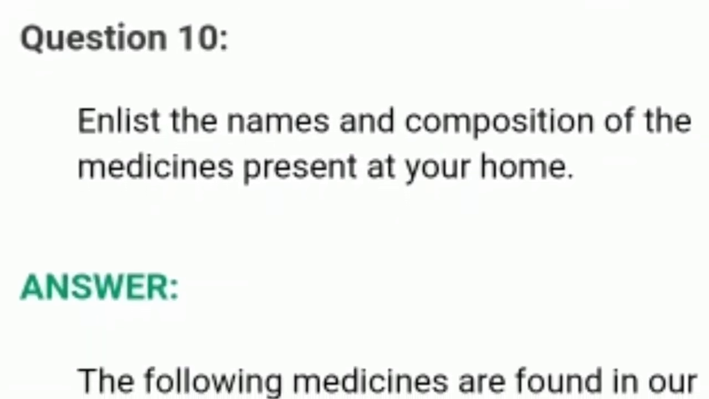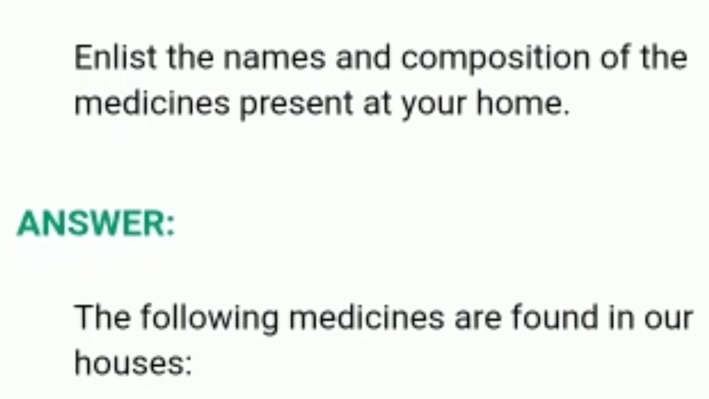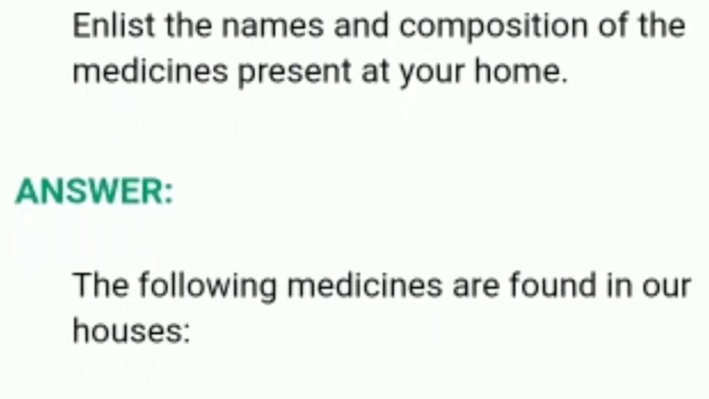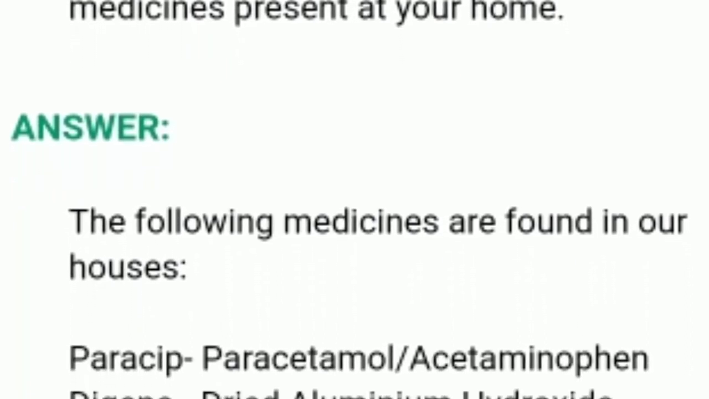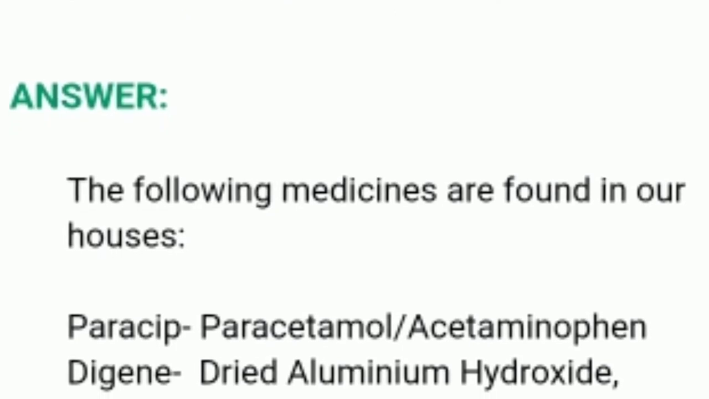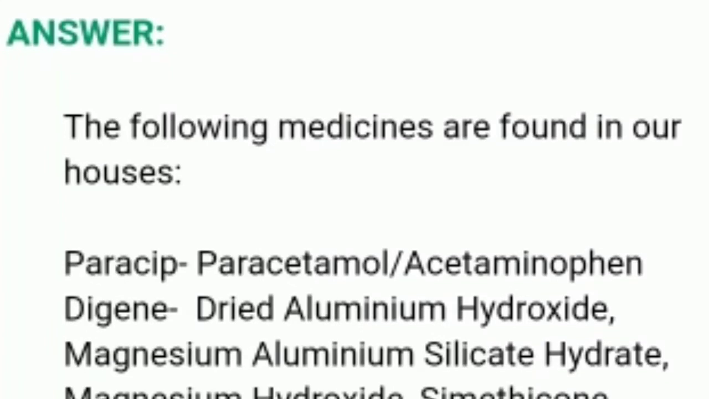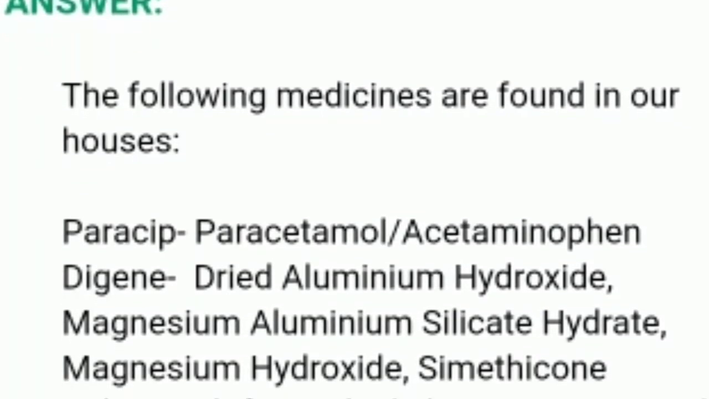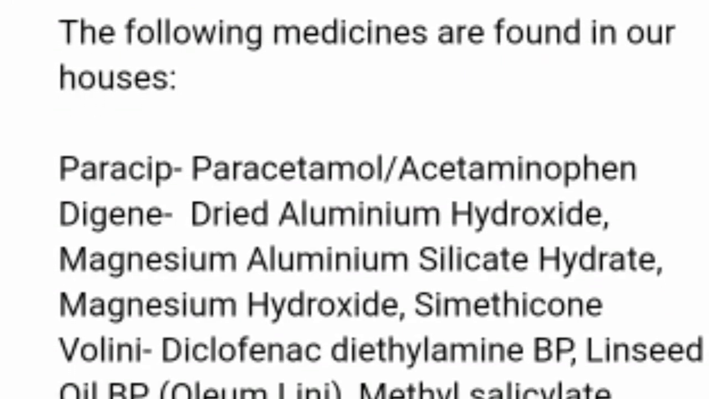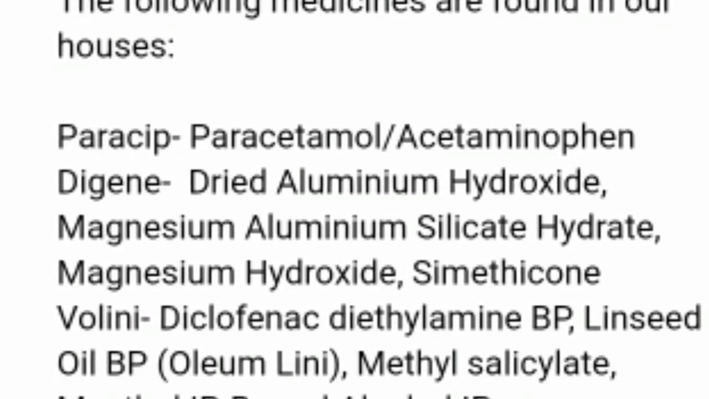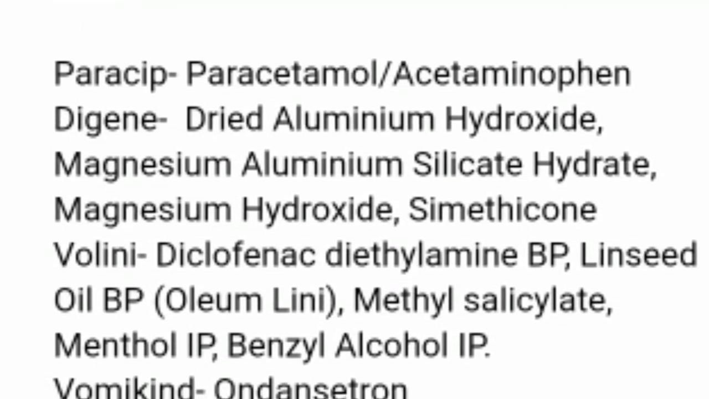Now question number 10, the last question of this exercise. Enlist the names and composition of medicines present at your home. The following medicines are found in your houses: Parasip, paracetamol, or acetaminophen. Okay, it is used when you get ill. Second, Digene: dried aluminium hydroxide, magnesium aluminium silicate hydrate, magnesium hydroxide, and simethicone. Okay, it is used for cold, cough, and when you get ill.